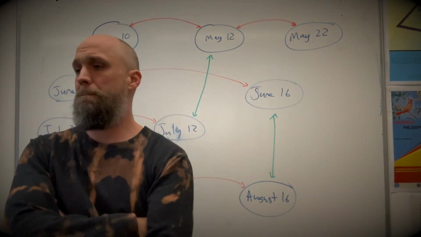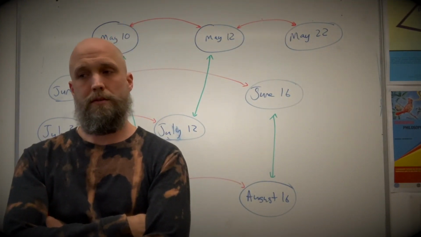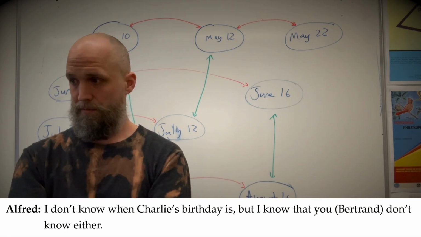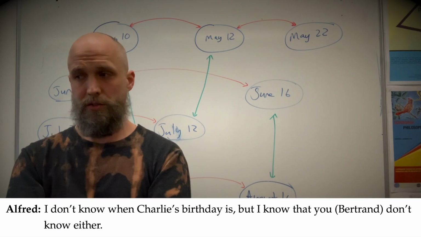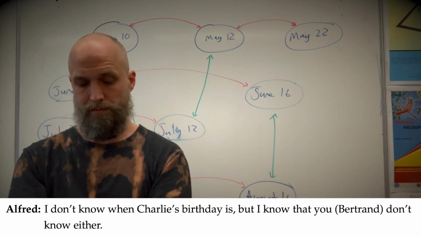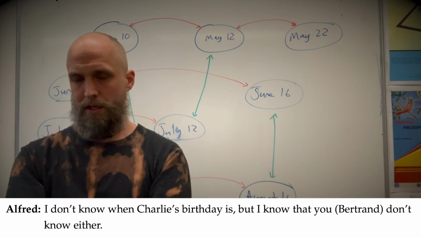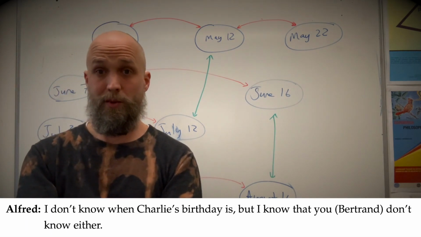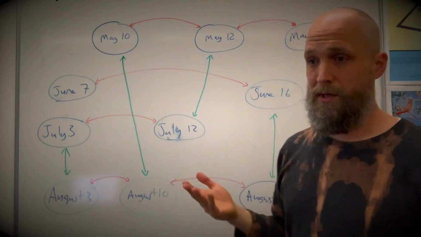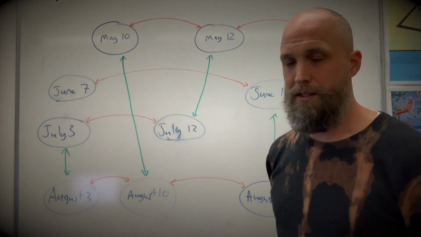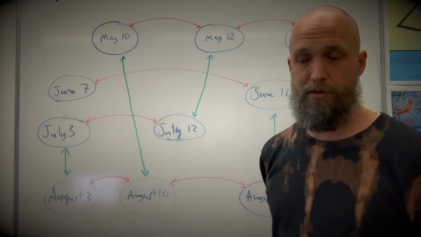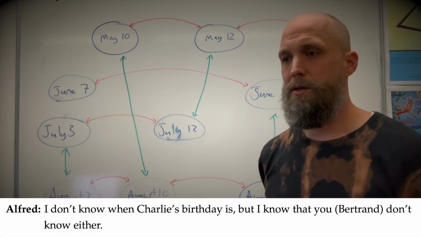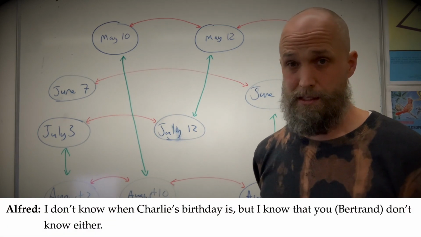Well, what happens is Alfred says, I don't know when Charlie's birthday is, but I know that you, Bertrand, don't know either. Okay, so let's take that one conjunct at a time. First of all, Alfred says, I don't know when her birthday is. He was just told the month, so yeah, it's got to be that Alfred doesn't know. So he's telling the truth there. But then he says, but I know that you, Bertrand, don't know either.